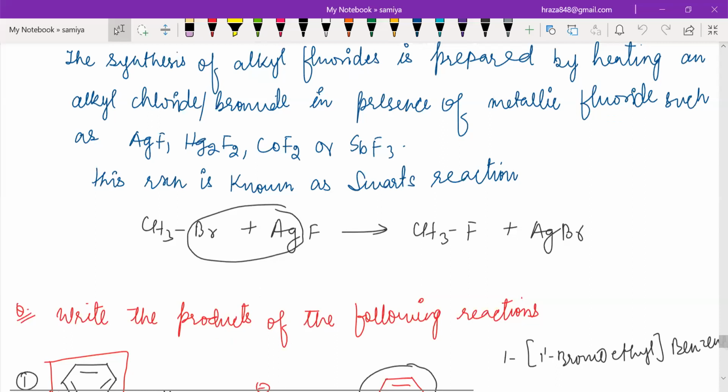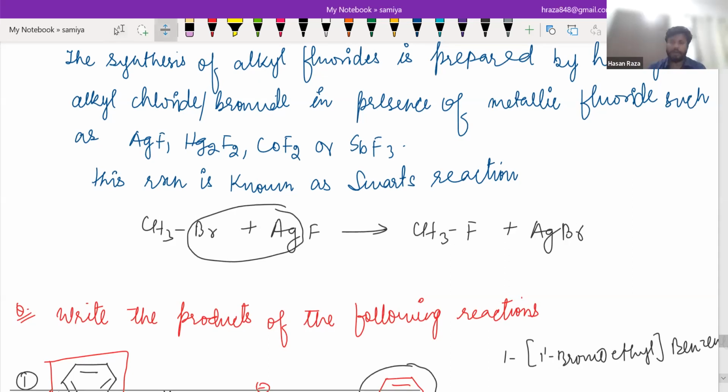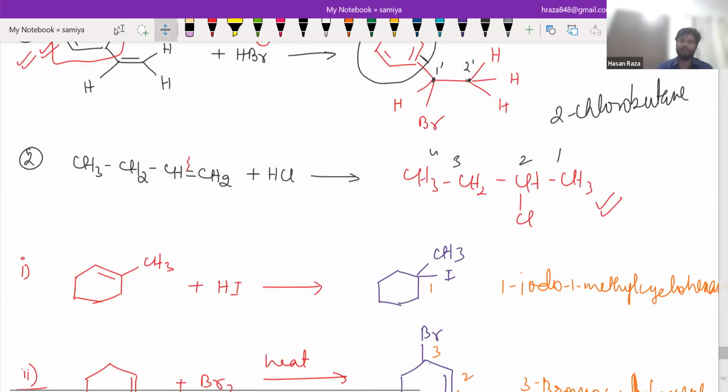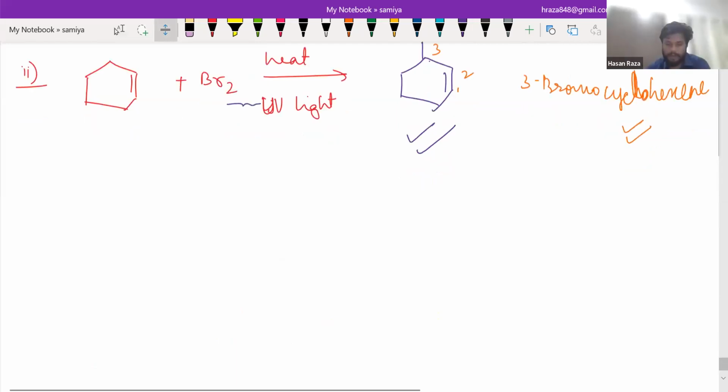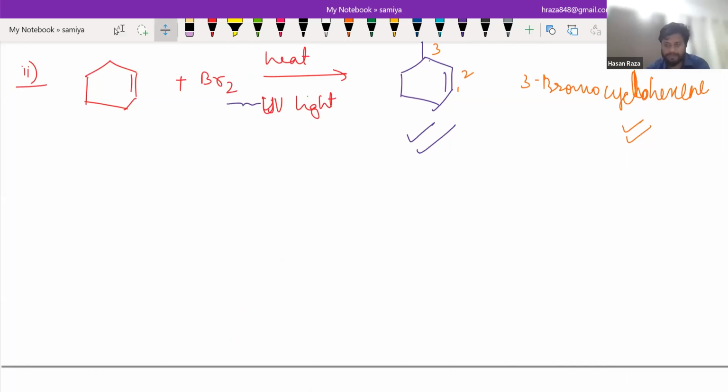Okay, thank you. So we had completed only the representation of haloalkanes. Now we are going to study about the physical properties.